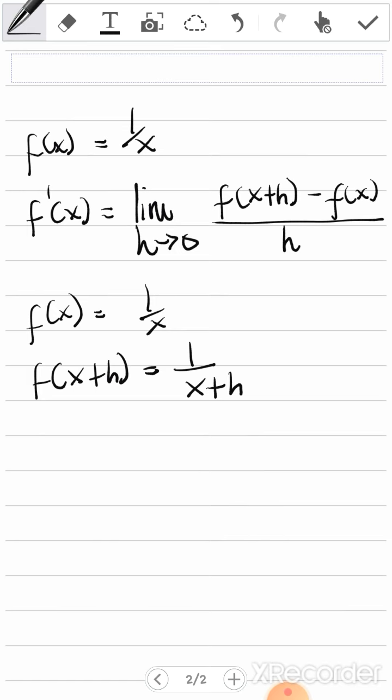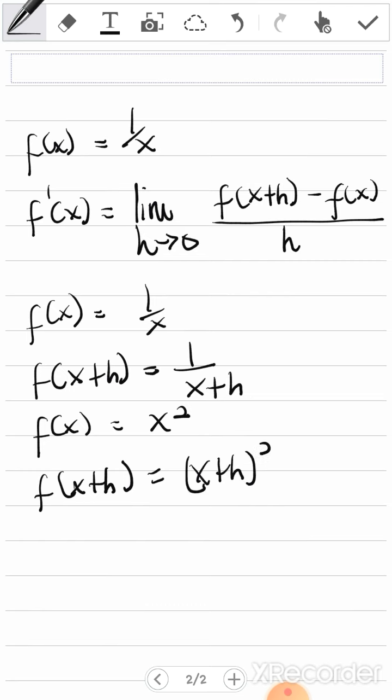I know you're a little confused, but let me give another example, then we'll see how we go about it. Imagine f of x is equal to x squared. Then what will be f of x plus h? That means wherever you see the x, you put x plus h. Can you see that? So we are going to get x plus h, all squared. Can you see that? Good.